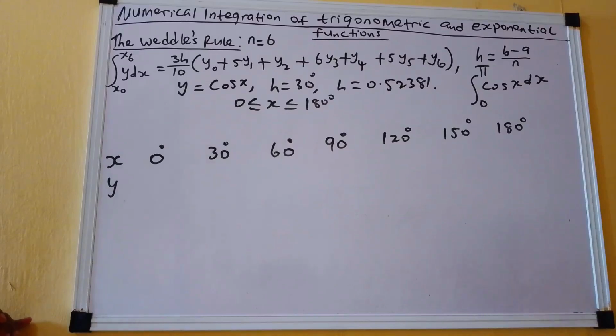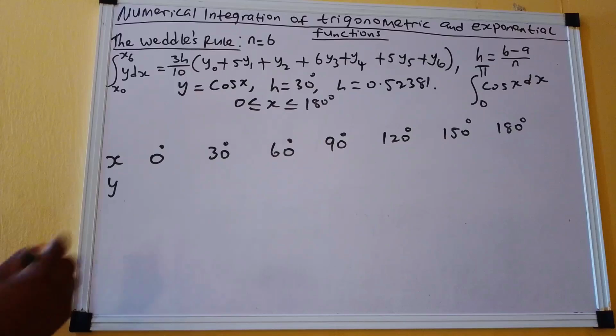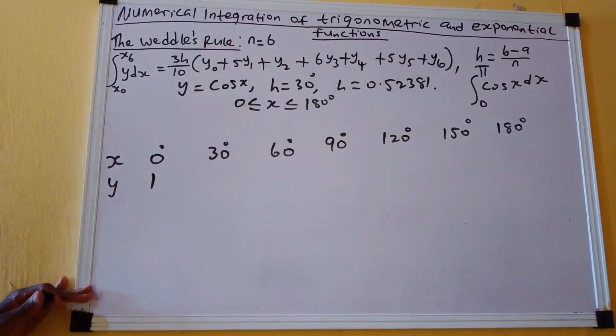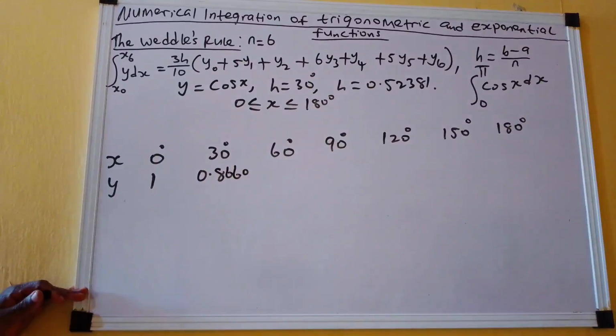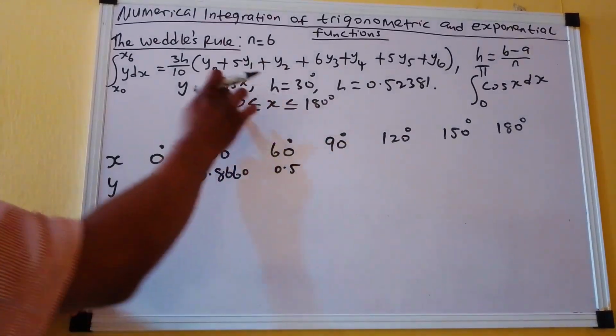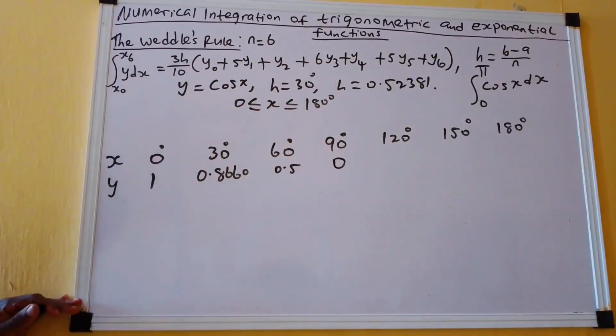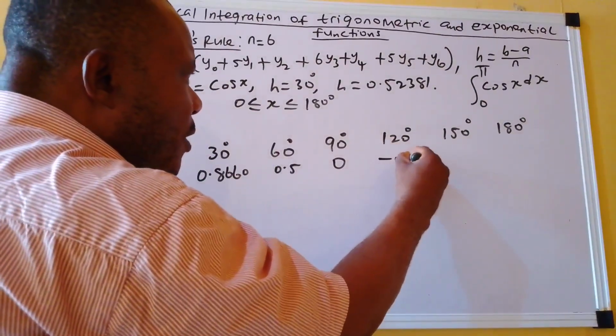The corresponding value for y when x is 0, cos 0 will be 1. You press your calculator, cos 0. When x is 30, cos 30 is 0.8660. When x is 60, cos 60 will be 0.5. When x is 90, cos 90 will be 0. When x is 120, cos 120 will be minus 0.5.